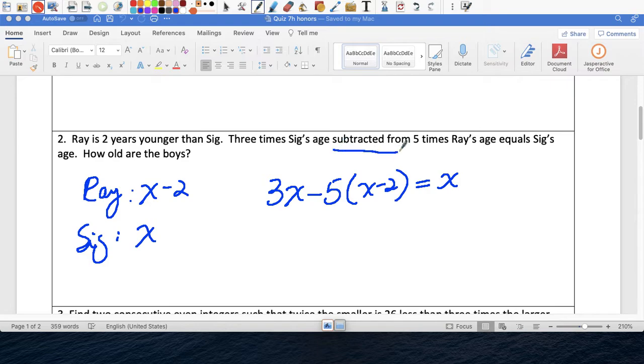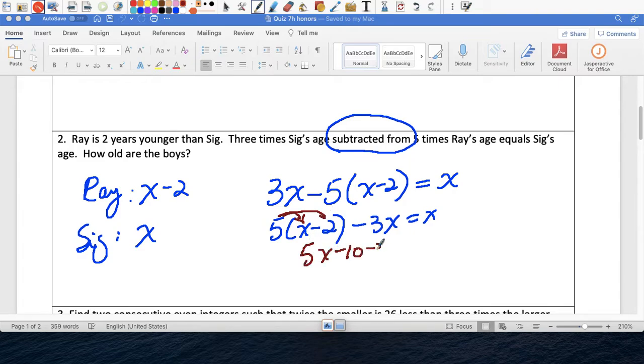So, big warning, flashing light here: subtracted from, we have to switch the order here. That actually becomes 5 times (x minus 2), minus 3x equals x. So now it's just solving. Distributive property: I get 5x minus 10 minus 3x equals x. Can I combine like terms? Yes, I can combine these two. So I get 2x minus 10 equals x.